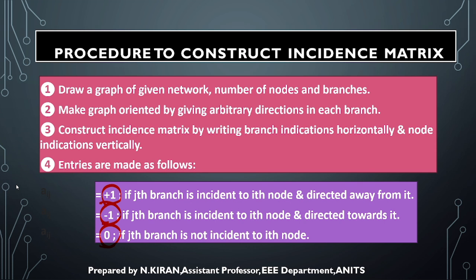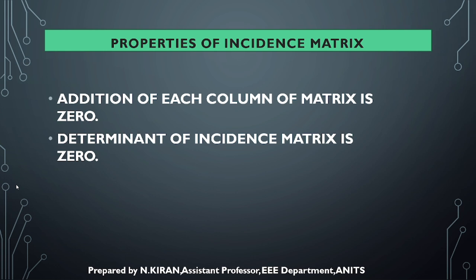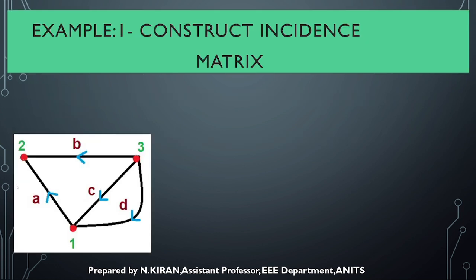If there is no connection between branch and node, then we'll consider that as 0. If the branch direction is away from the node, it is +1. If the branch direction is towards the node, it is -1. Okay, we'll understand by means of an example. Let me consider this as an example.